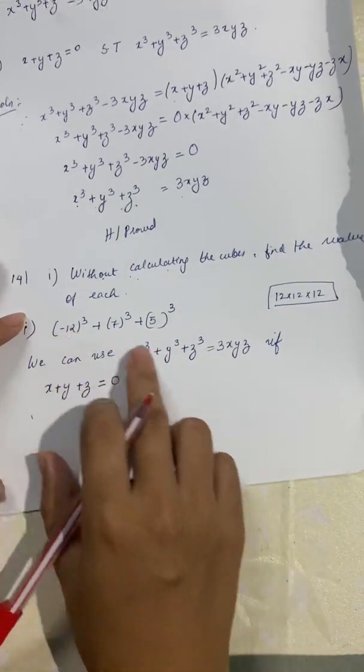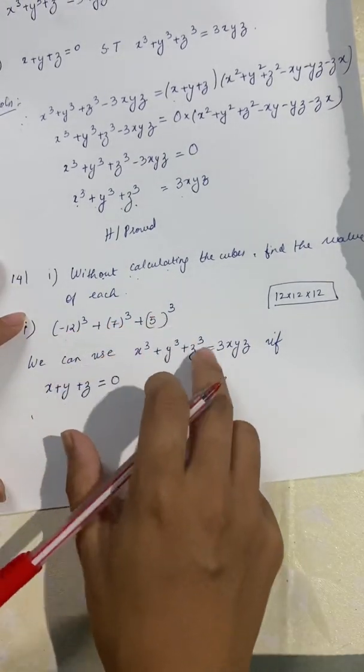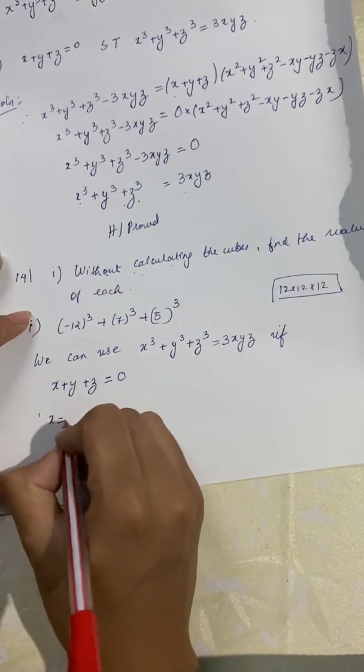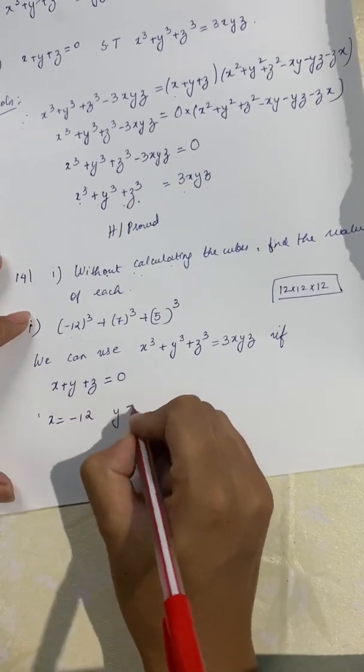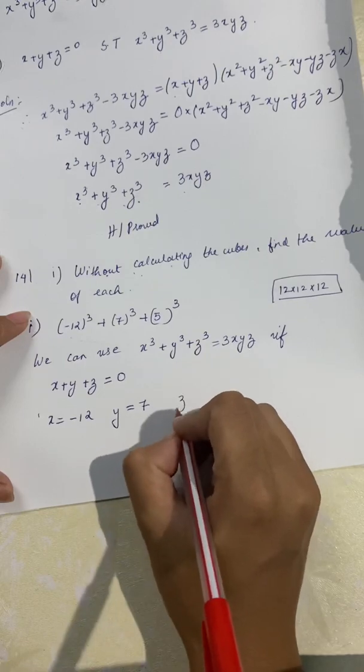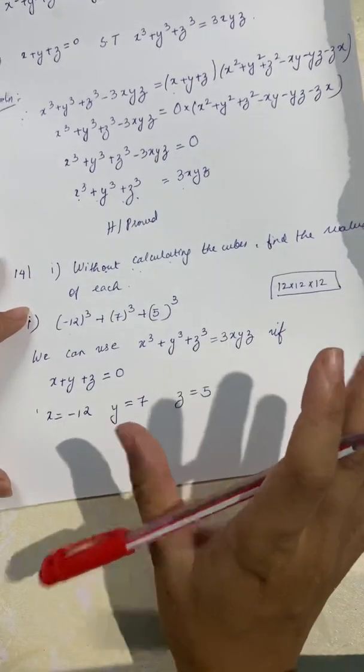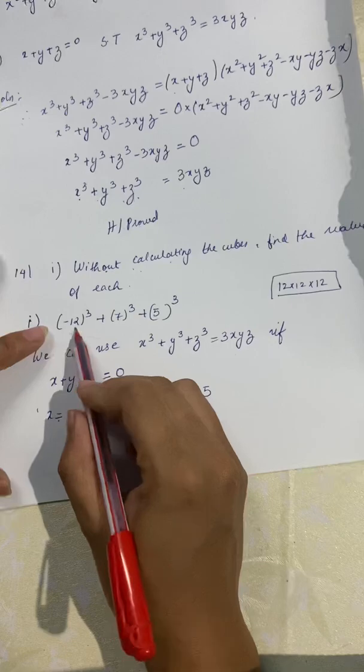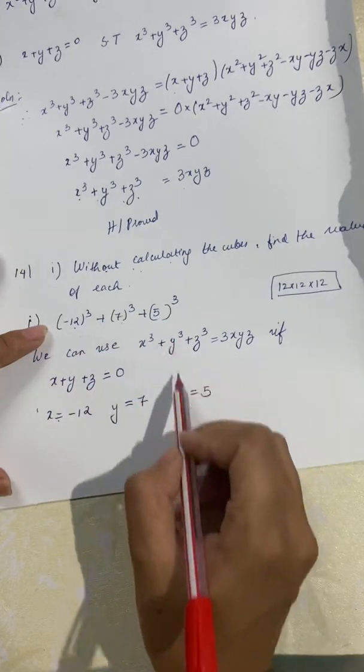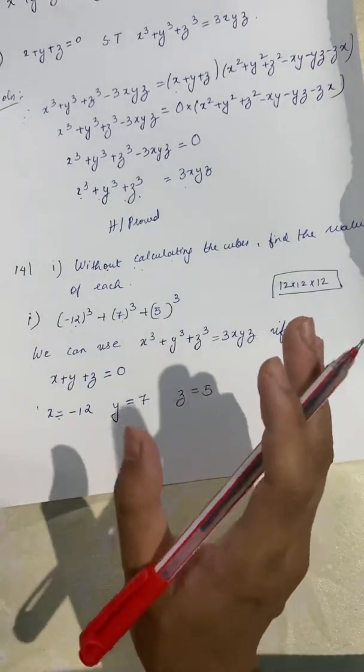Now you just look at this x cube, y cube and z cube. What is your x value? Minus 12. What is your y value? 7. And what is your z value? 5. Clear? X value is minus 12, y value is 7, z value is 5.